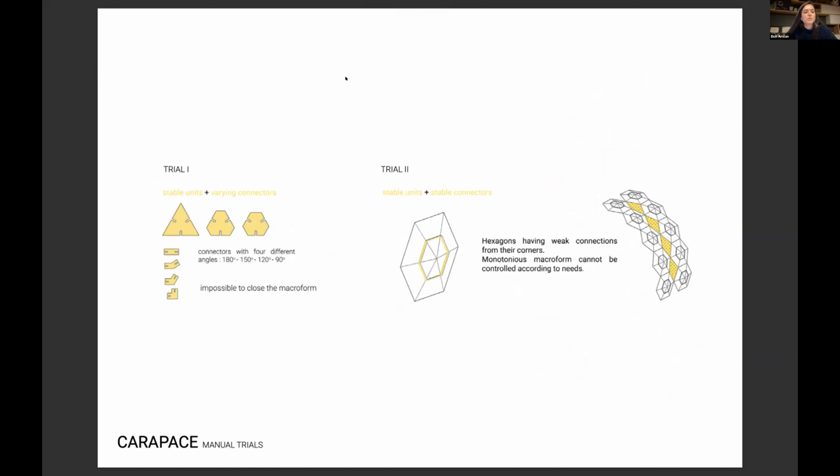We had some manual trials before we designed our macroform digitally. The first attempt was to have connectors with varying angles and identical triangles, which we chamfered from their corners. Since we had only 4 different connector angles and identical triangles, it was impossible to shape or control any kind of macroform. The second trial was with identical triangles and connectors that gave us hexagons having big connections in between their corners and a monotonous macroform that cannot be controlled according to the needs.